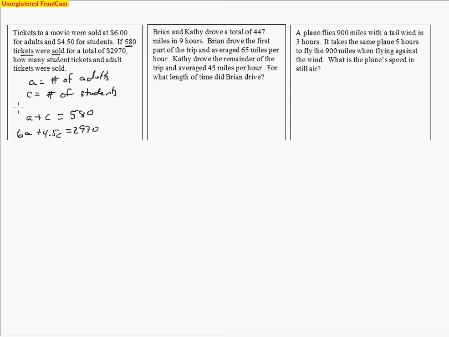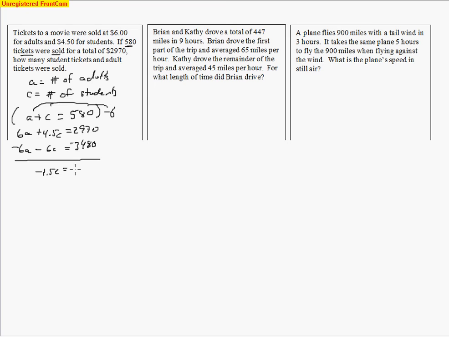So now we're ready to solve by using elimination. Would probably be the best method here. So I'll multiply by negative 6. It just makes the math a little easier. And that leaves me with 3,480, which is what 6 times 580 makes. And when I go ahead and add these together, I'm left with a negative 1.5c.